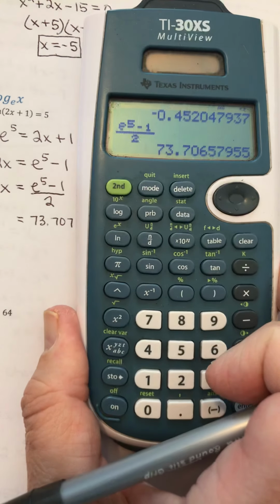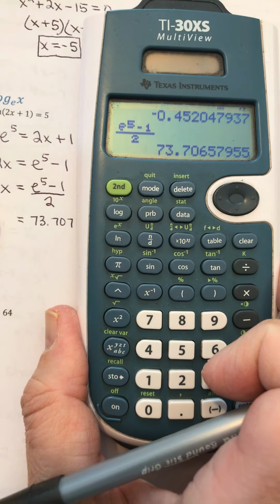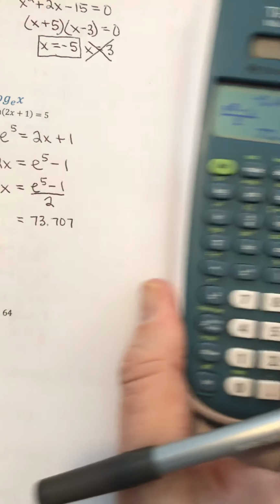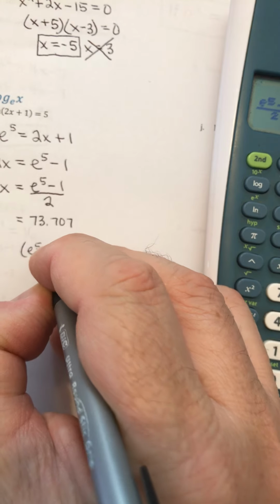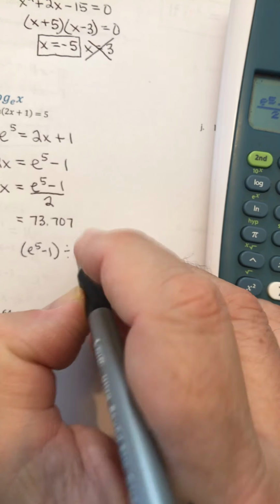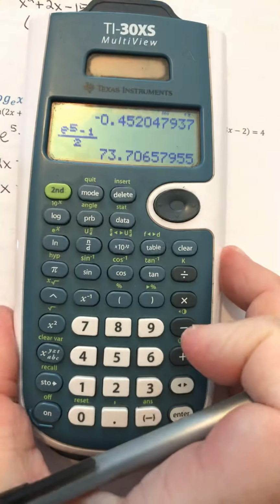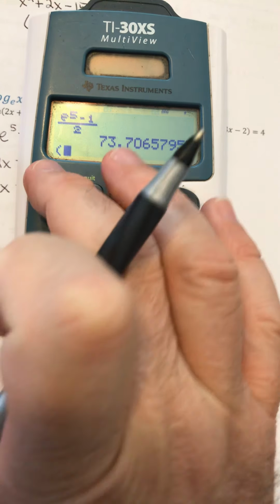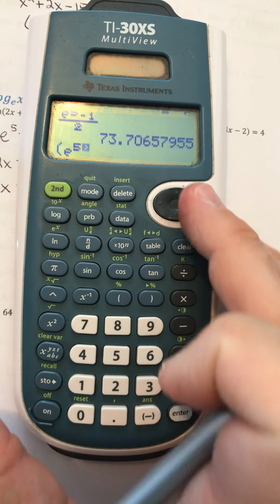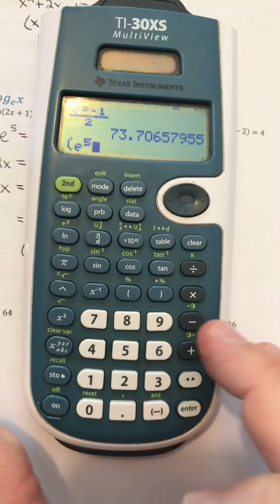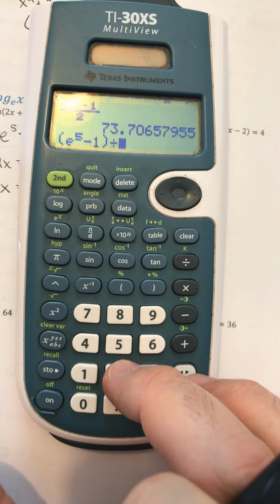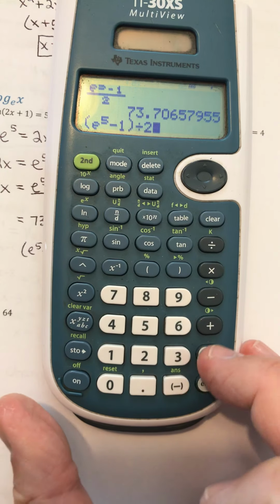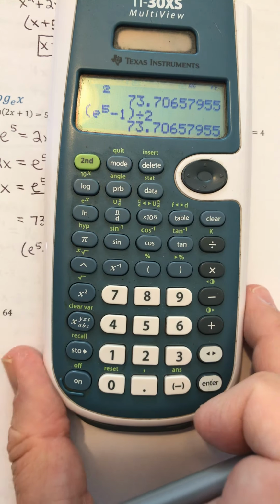All right, now how can you do this if you didn't have that fraction? Really simple. Put the top in parentheses. And it'll do the same thing. So parentheses, second ln, 5, get out of there, minus 1, close the parentheses. Now I'm dividing the whole numerator by 2 and not just part of it. Get the same answer. All right, last one.